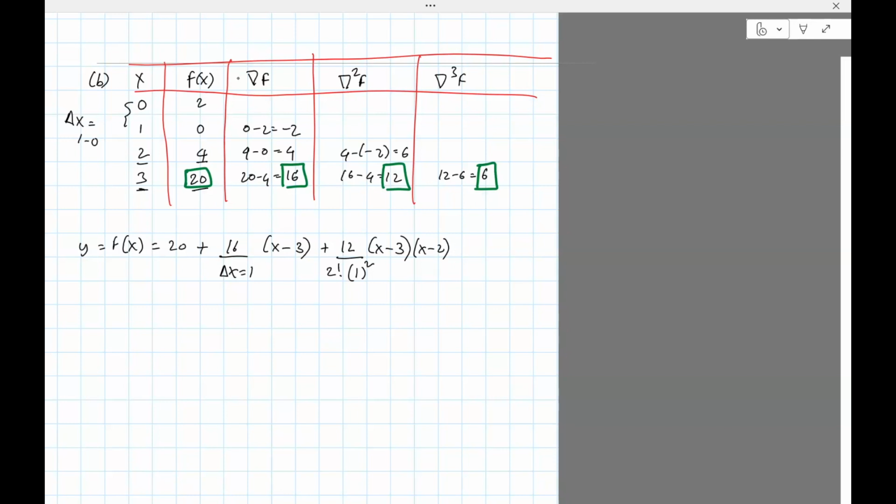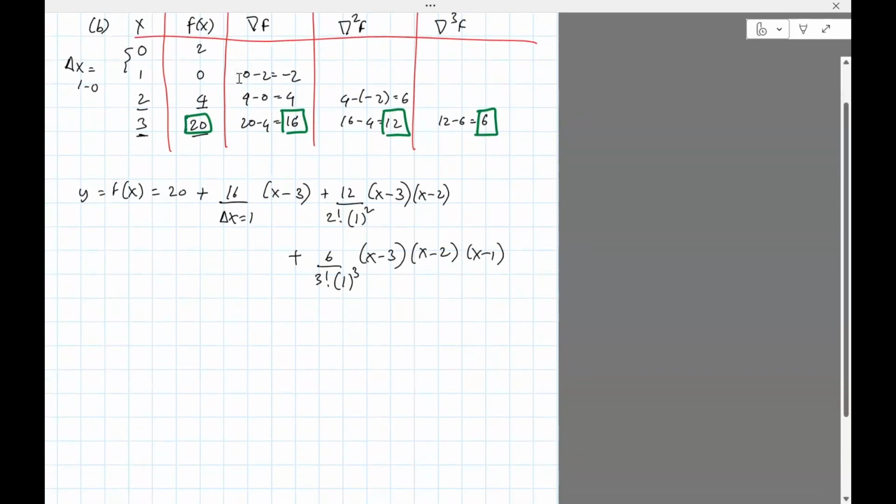Okay, so let me continue this on the next line. Then we'll have 6 divided by 3 factorial delta x cubed. Then we go x minus 3, which is x minus xn. Next one, x minus 2. Next one, x minus 1. Okay, so we're left with only simplifying this expression.